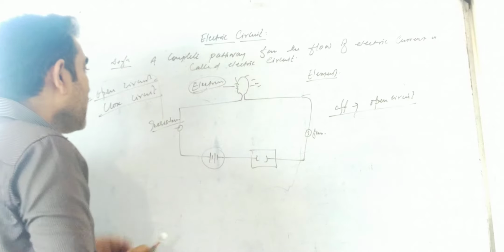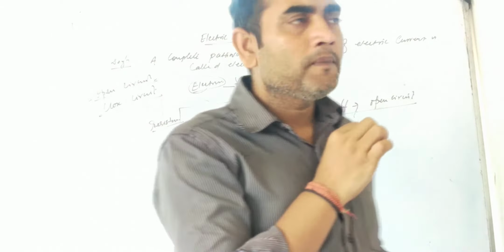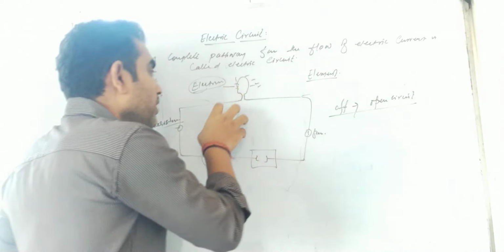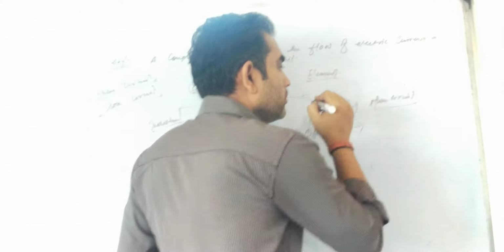So in order to have a closed circuit, every component should be in contact with each other, electricity must flow through it, and the switch must be turned on. So that is the closed circuit.